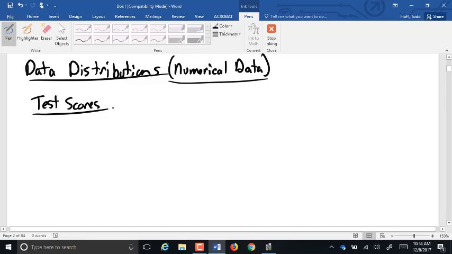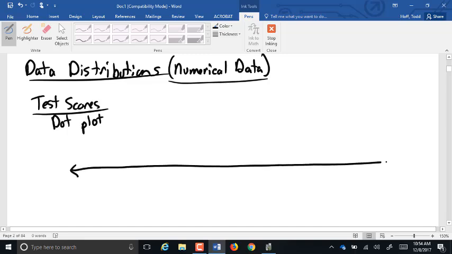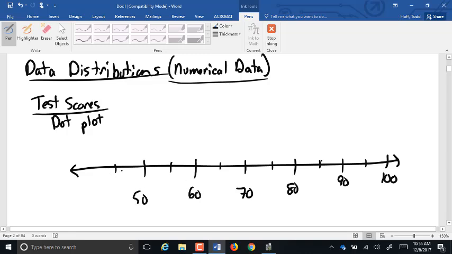The simplest way to represent a distribution is something called a dot plot. A dot plot is just a number line with dots plotted on it. So let's say that on the test, we've got a high score of 100. We're going to complete our number line here. Let's say nobody scored below 40 on this particular test. So all the scores on this test were between 40 and 100. We're just going to plot those scores.